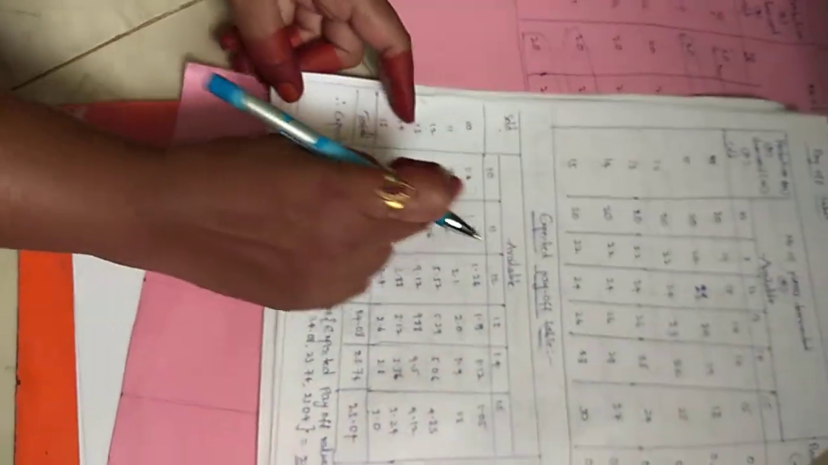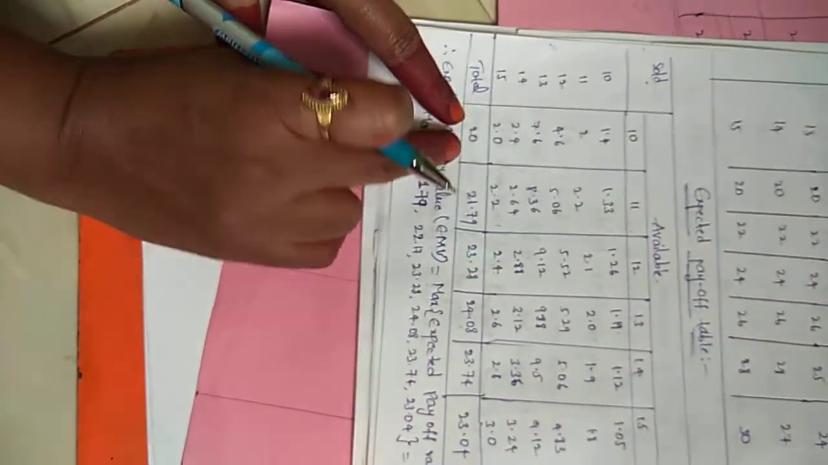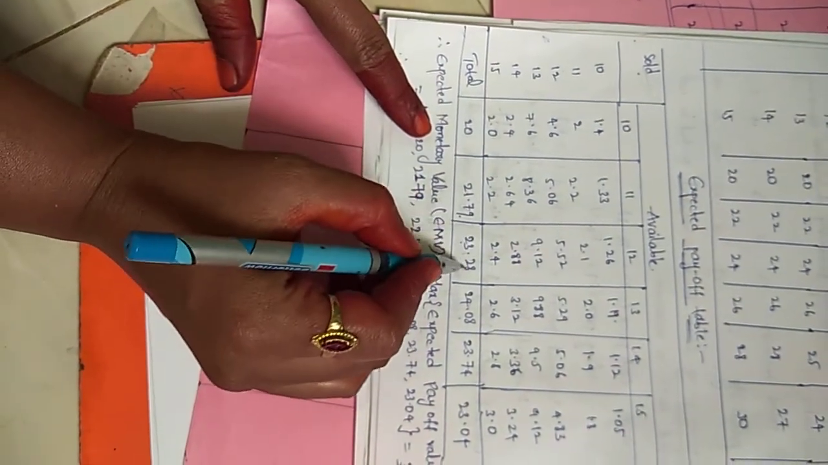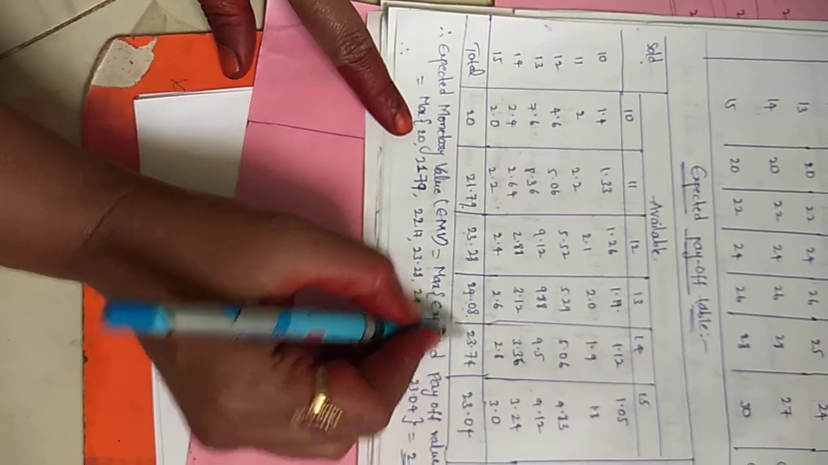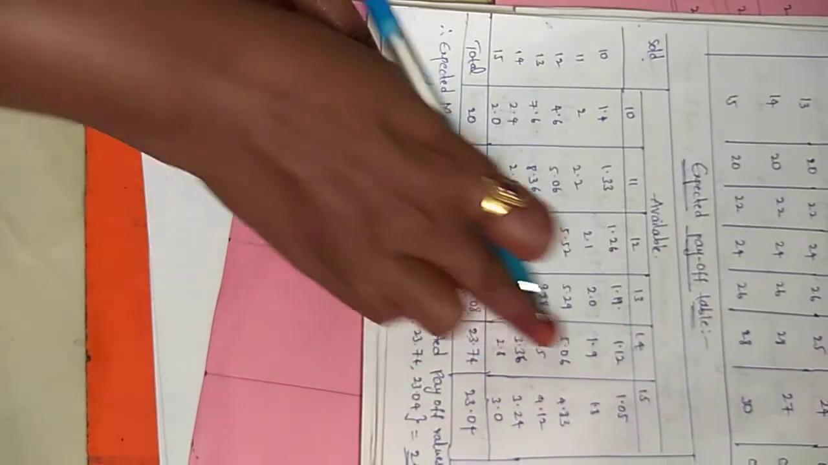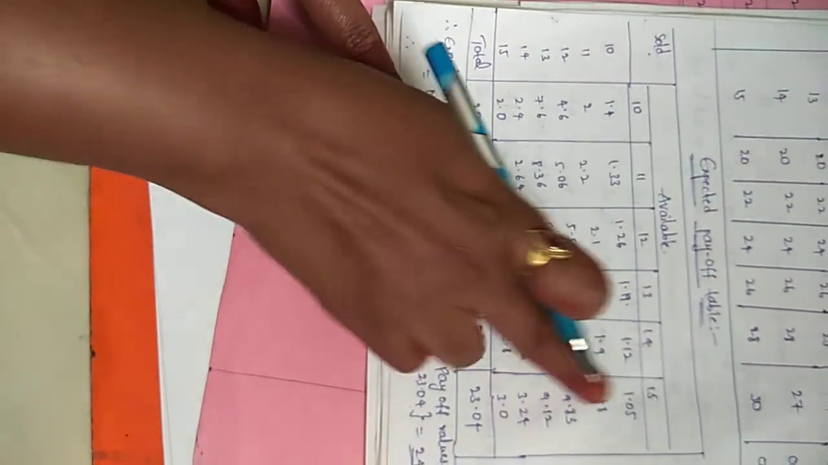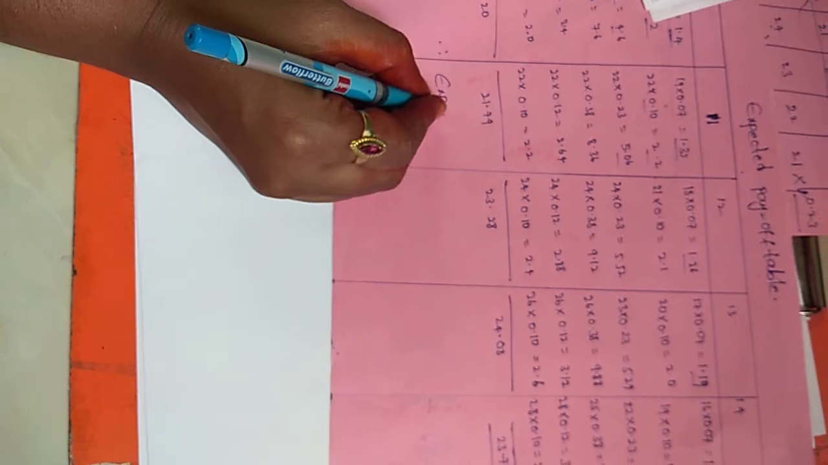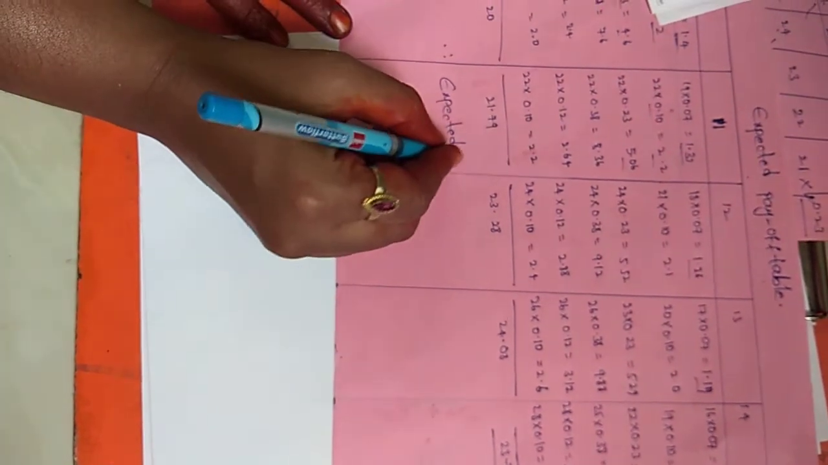For our understanding we are doing it like this, but in the exam you have to do it like this only. Then you calculate the total here. We get 20, 21.78, 23.28, 24.08, 23.74. This total is 23.74. This total is 23.04. Now we find out the expected monetary value.